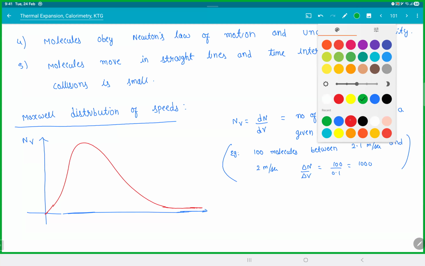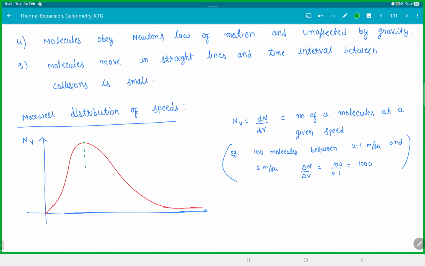Anyway, so this point is what? Hope you guys remember. V probable. Did you guys do this in chemistry? Maxwell distribution. This is your V probable. We'll write it down anyway. Then you have something here, V mean. And then we have something here, V RMS.